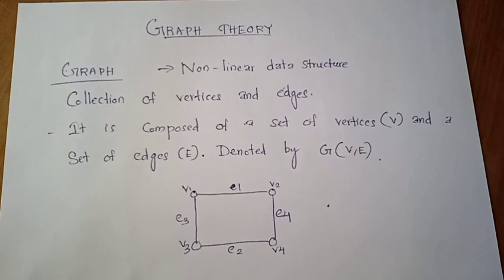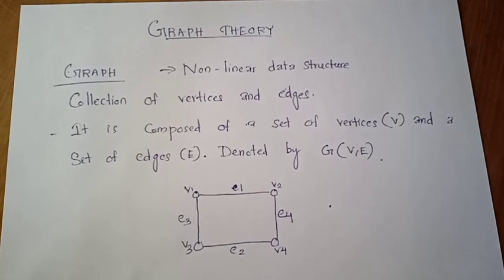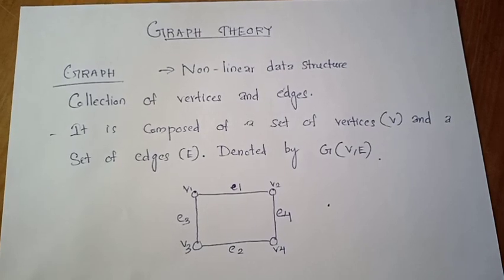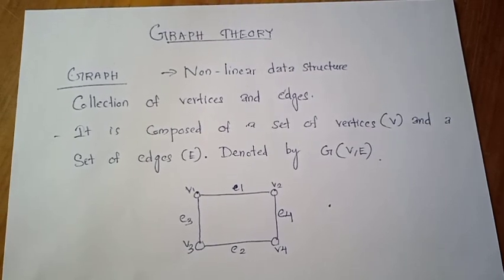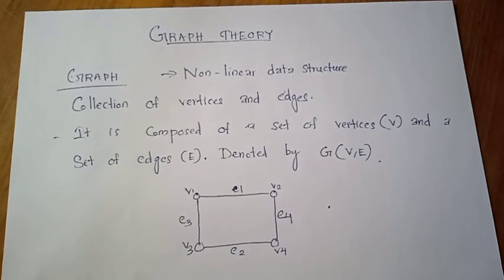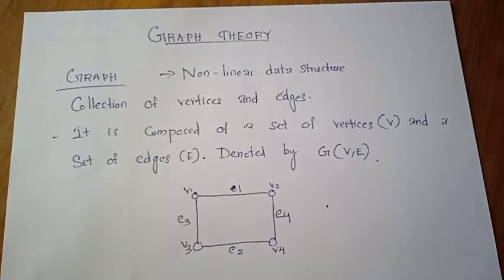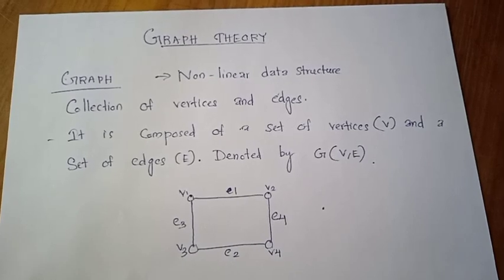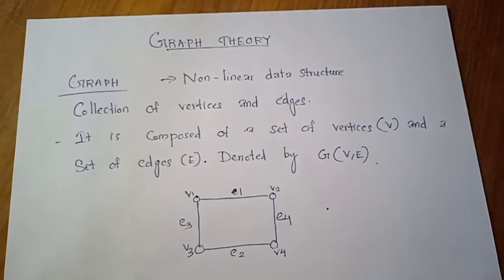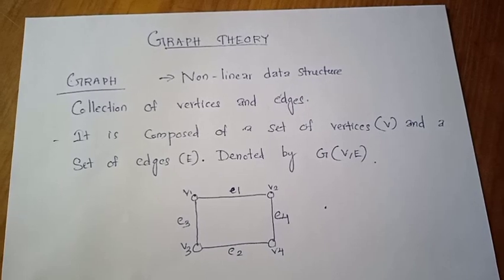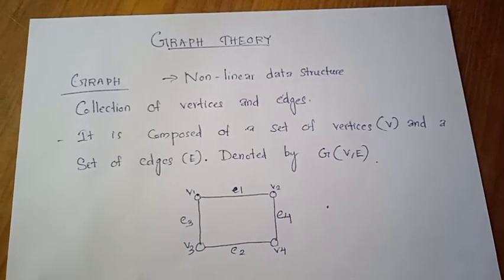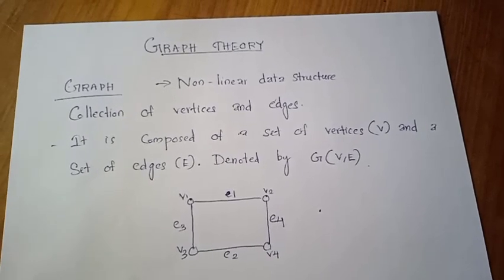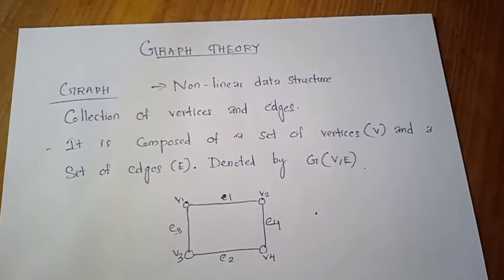Today we are going to study about the topic graph theory. What is a graph? A graph is a nonlinear data structure and it has two components, that is vertices and edges. Vertices are also called nodes. It is composed of a set of vertices V and a set of edges E and denoted by G of V, E. And an edge is an ordered pair, that is a connection between two vertices.